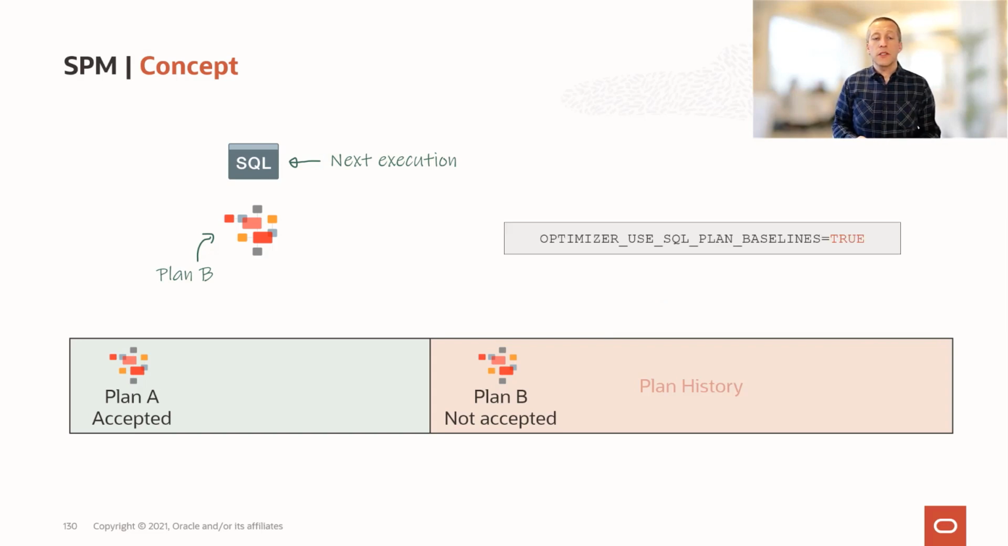If you set optimizer_use_sql_plan_baselines to true, SQL Plan Management will now tell the optimizer, you cannot use this plan. It hasn't been accepted yet. So Plan B stays in the plan history. Optimizer discards Plan B and uses Plan A instead.